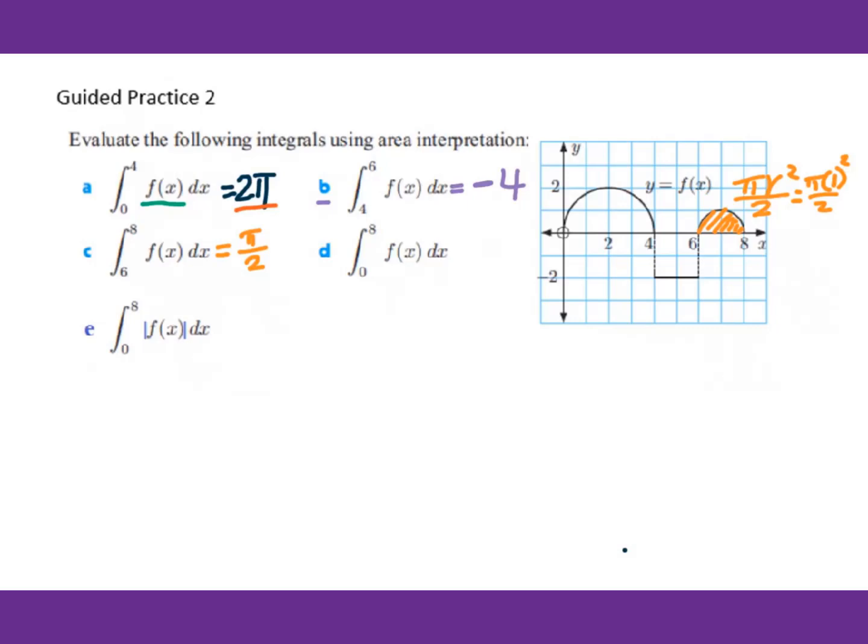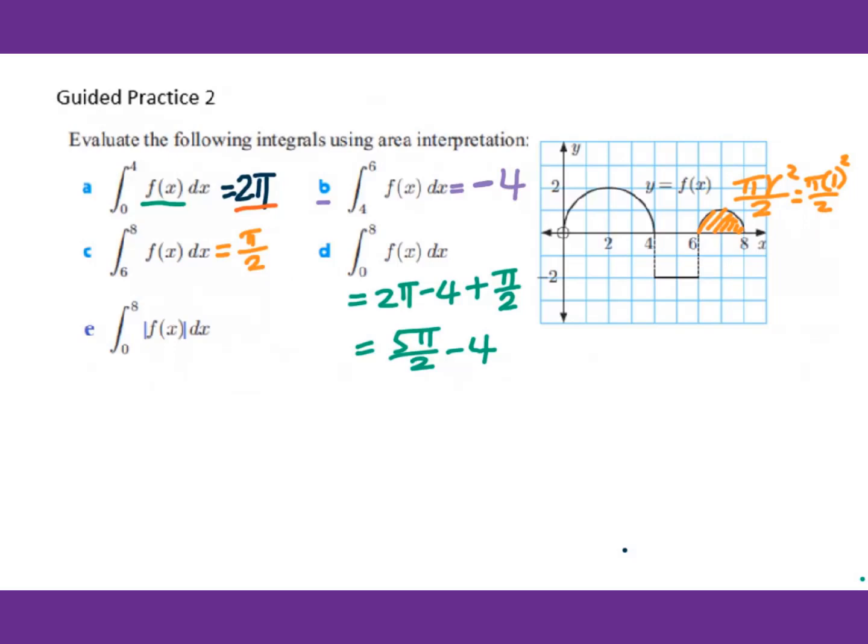For D, that's a definite integral of f of x from 0 to 8. You will get 2 pi minus 4 plus pi over 2. Combine like terms, you will get 5 pi over 2 minus 4.